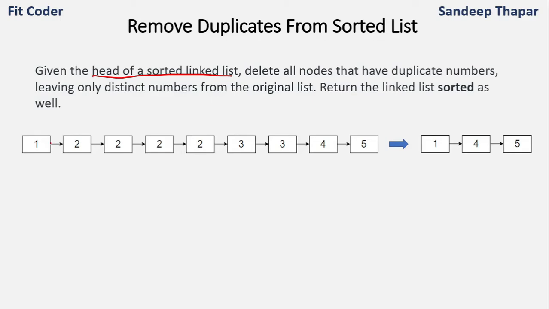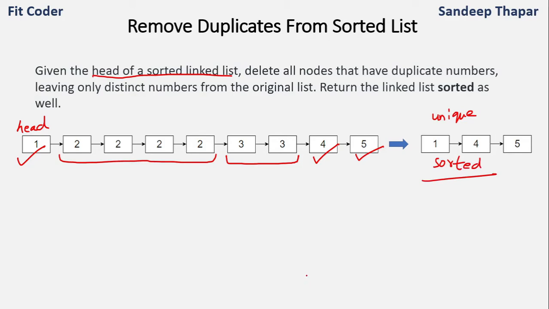So this is the linked list that we are given. One is the head of the linked list and we can see that it is sorted. If we remove the duplicates here, we can see we have 4 duplicates of 2, then we have 2 duplicates of 3, and then 4 and 5 are unique. So if we remove the duplicate nodes from this linked list, the output will be 1, 4 and 5. So the output is unique as well as sorted.